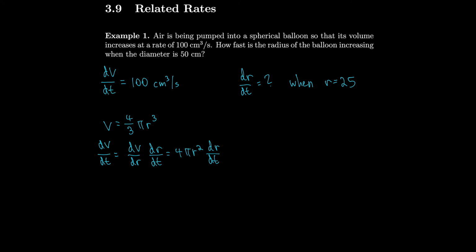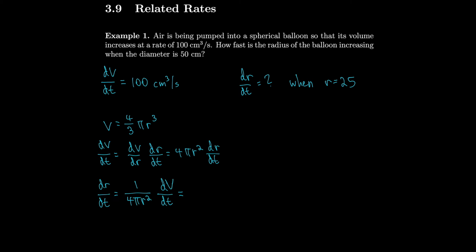Okay, so now we still want to find out what dr/dt is. We know what dV/dt is, they gave it to us. So if we solve for dr/dt, we can divide by 4 pi r squared on both sides and get that dr/dt is equal to 1 over 4 pi r squared times dV/dt. So we also can plug in our values for r and for dV/dt at this point.